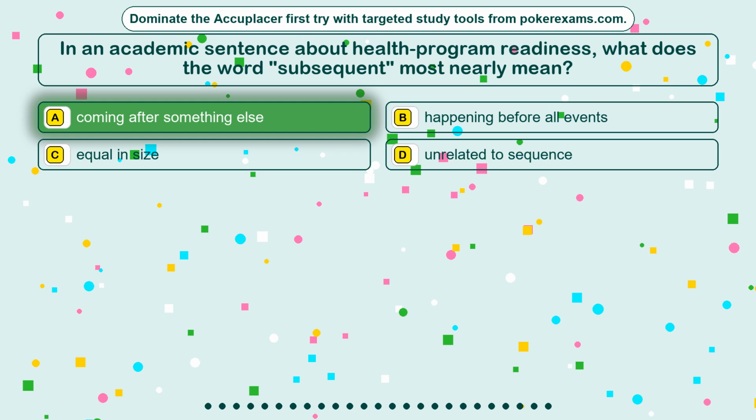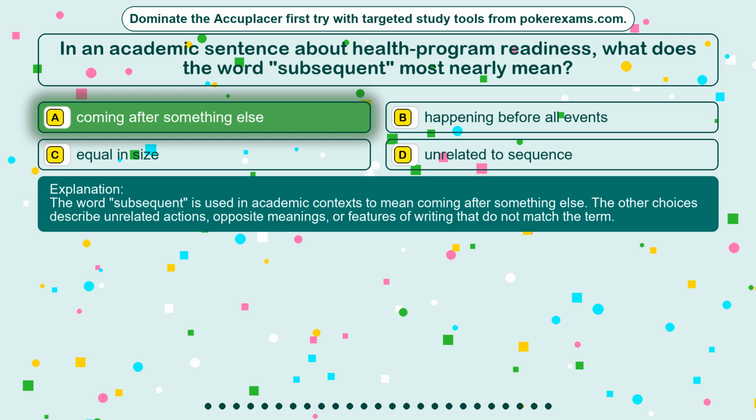The correct answer is option A. Coming after something else. The word subsequent is used in academic contexts to mean coming after something else. The other choices describe unrelated actions, opposite meanings, or features of writing that do not match the term.